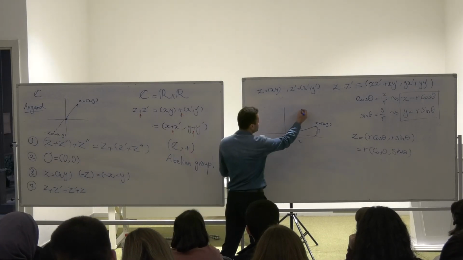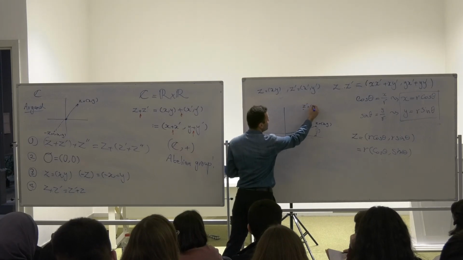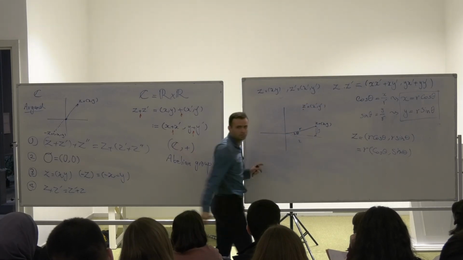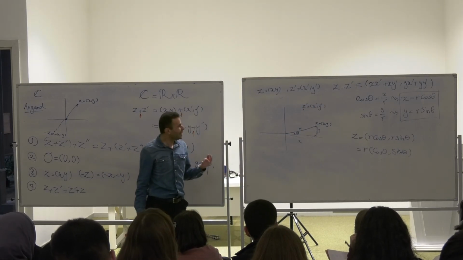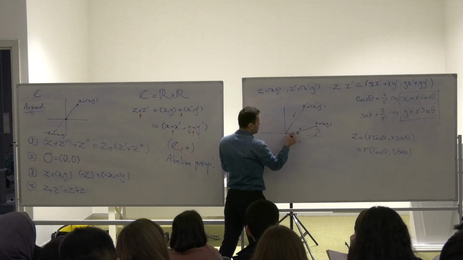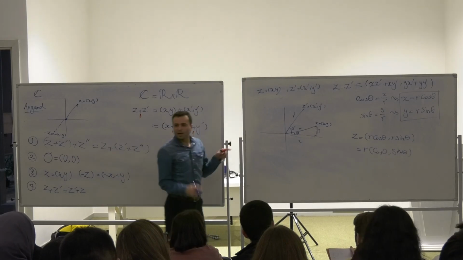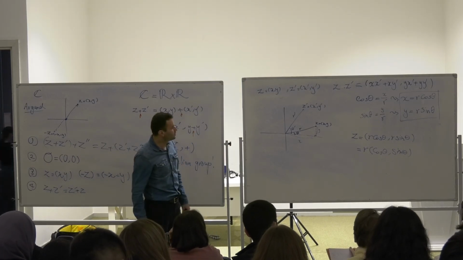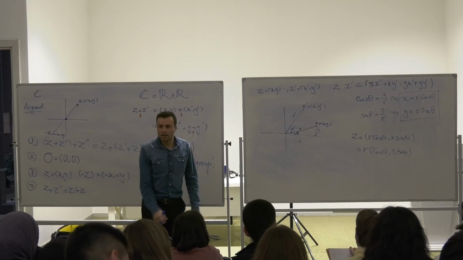Now, let's take another point. z prime equal to x prime, y prime. Again, x prime is going to be maybe r prime, theta prime, anyhow, okay?